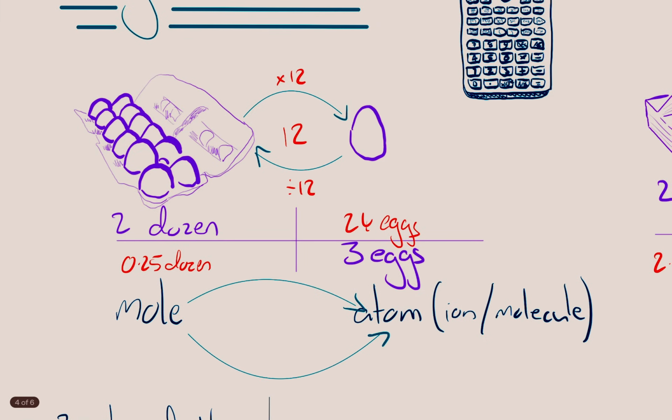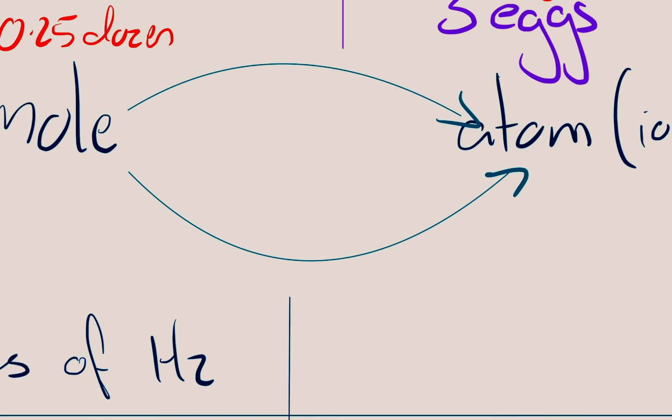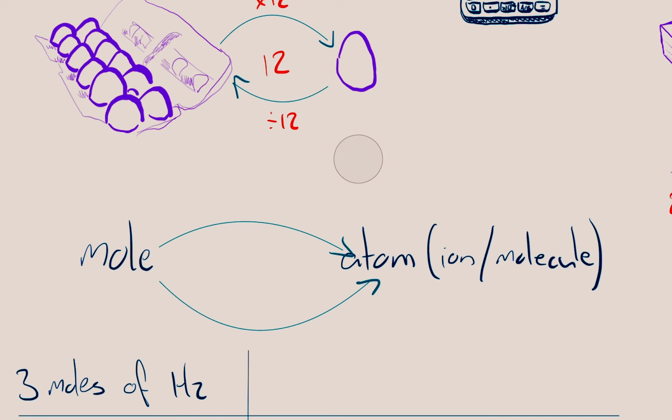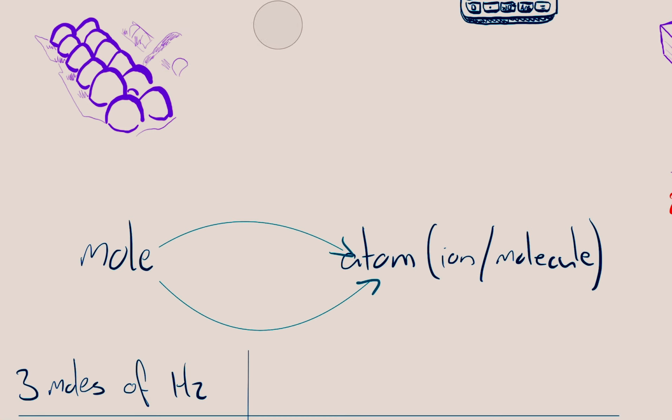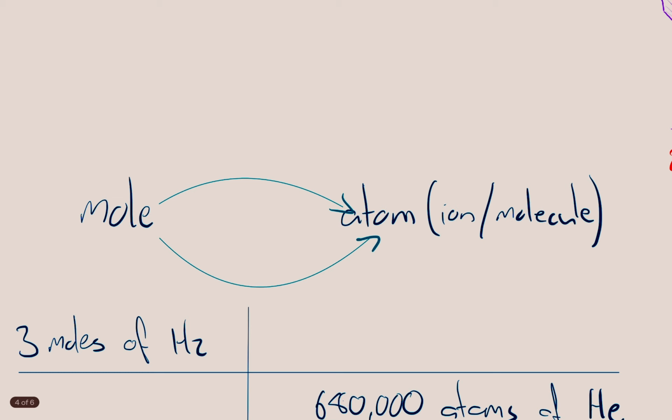And Avogadro's constant is exactly the same, okay? Because when we're talking about moles, we're dealing with crazy big numbers. So this time, 1 mole represents 6.022 times 10 to the 23 atoms, right? That is a huge number.